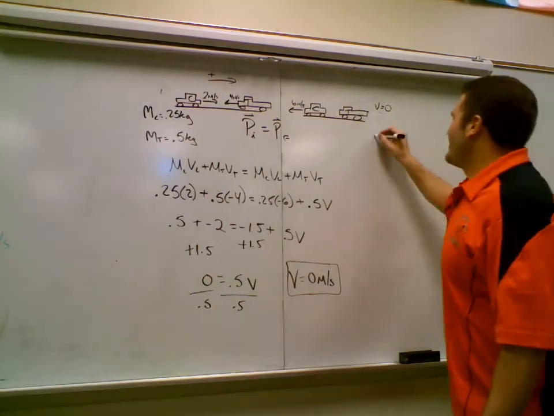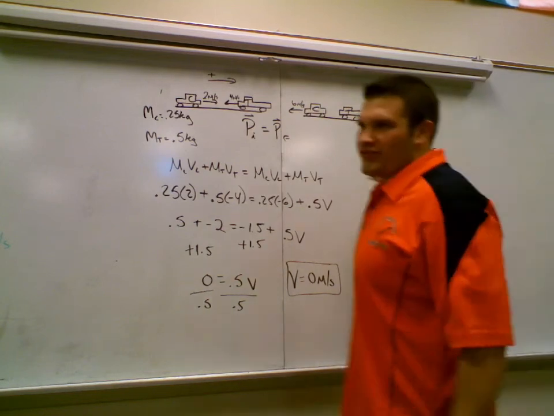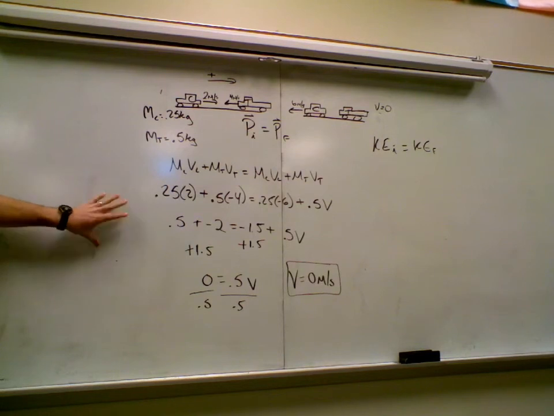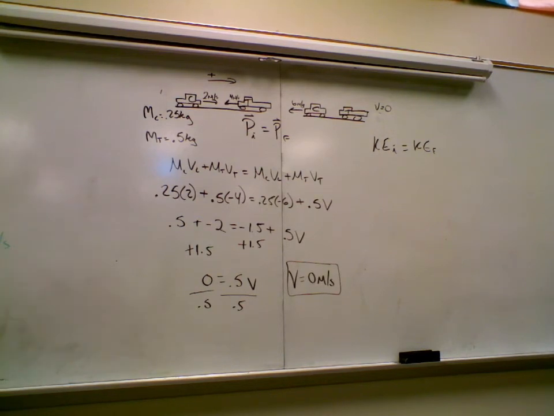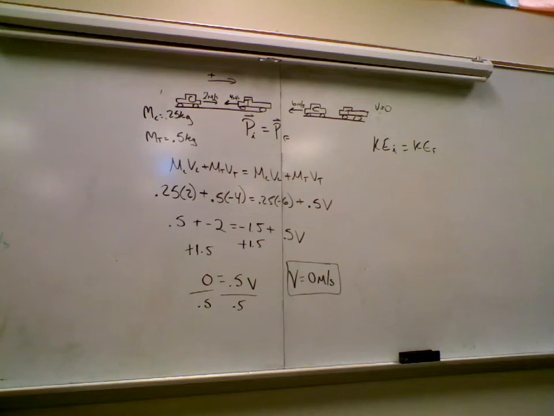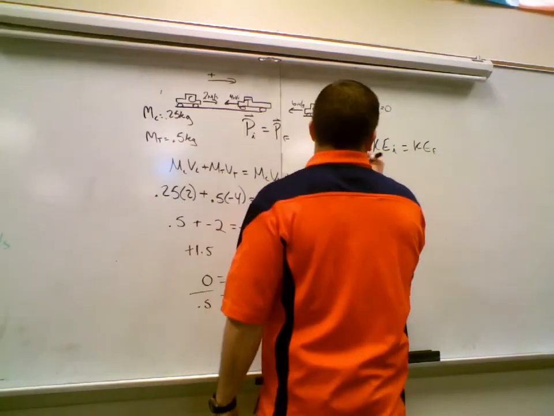All right. KE initial equals KE final if energy is conserved. I'm not there yet. I know, this is momentum. We don't square anything in momentum. We use momentum here. So, I need to figure out my kinetic energy initial and final to see if energy is conserved. If energy is conserved, what type of collision is this? Elastic. If energy is not conserved, what type of collision is this? Inelastic. So, let's find our KE initials.